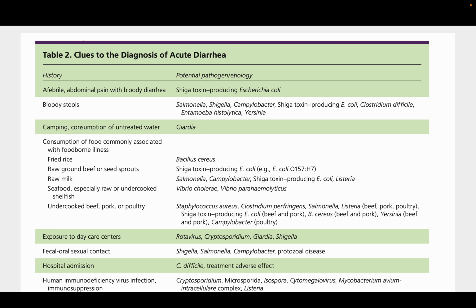Hospital admission, you should always suspect C. difficile or treatment adverse effect. That is any antibiotic or any PPI, any laxative you are giving. You should always suspect that. So there are a few things in the hospital admission thing, this uncooked beef and poultry thing. HIV, Cryptosporidium, Microsporidia, Cytomegalovirus, Mycobacterium avium complex, even tuberculosis, Listeria, you should always suspect these things.